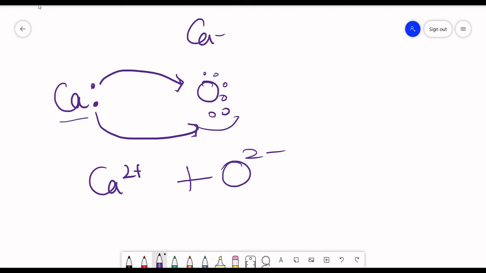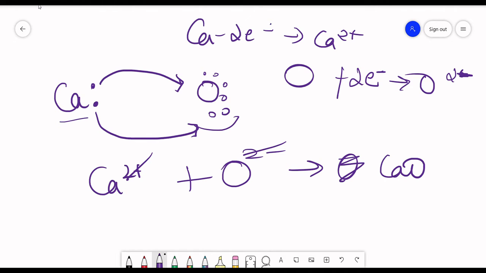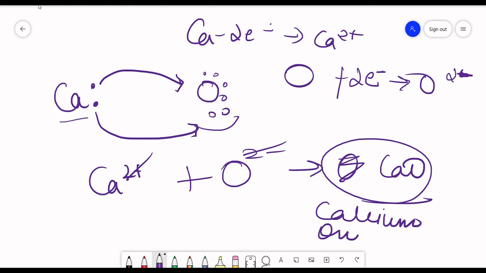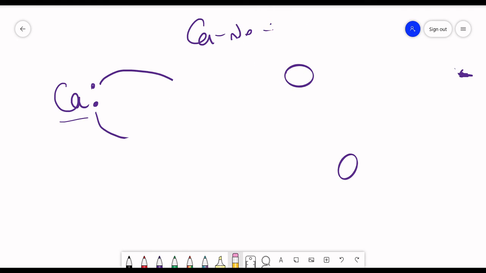Why? Because calcium lost 2 electrons and became Ca2+. On the other hand, oxygen gained 2 electrons and became 2 negative. So these 2 positive and 2 negative charges cancel out and it makes CaO, calcium oxide. I hope this is clear to you all, right? Let's move further.